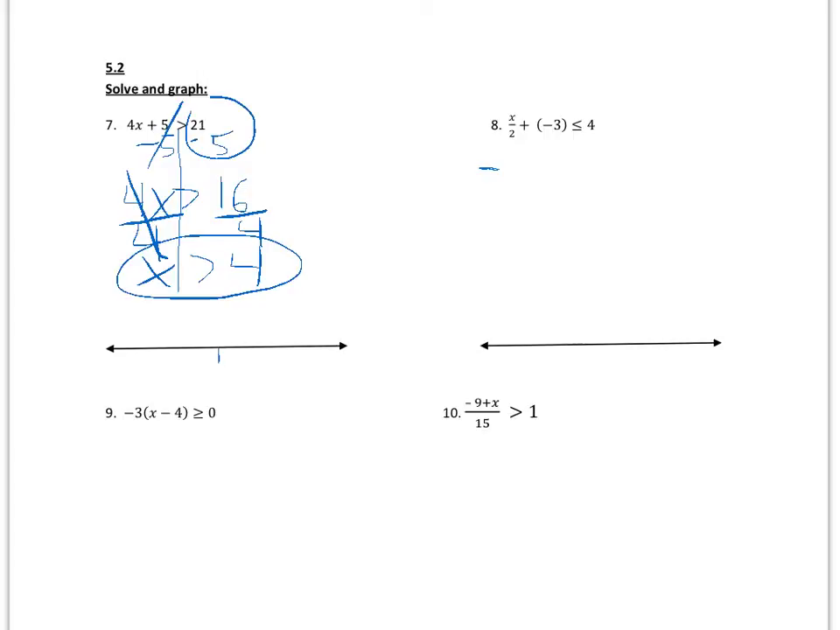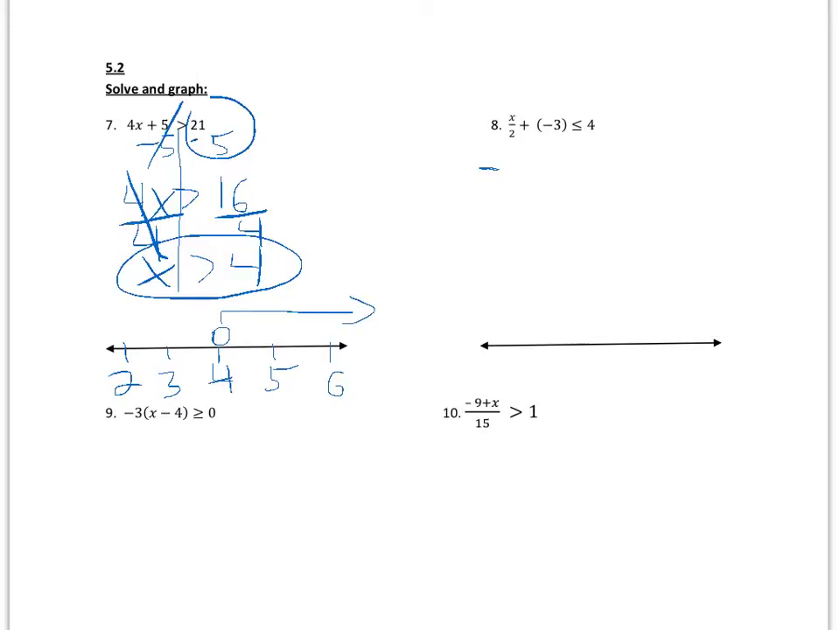So when I graph this, let's put 4. Let's go 5, 6. To the left, we'll go 3 and 2. This is greater than, it's not equal to it, so it's just an open circle. The inequality symbol points to the right, so we shade to the right.